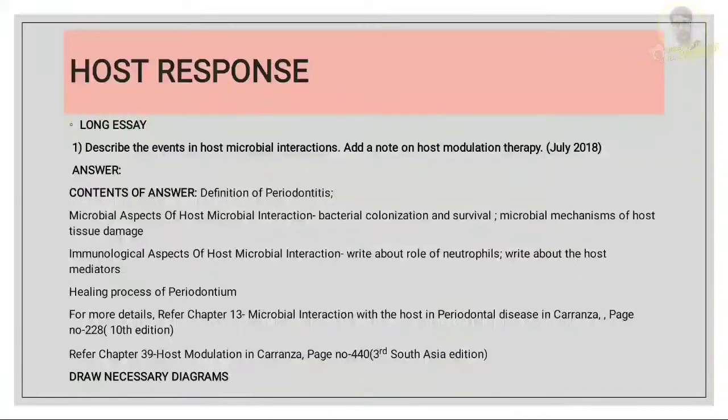So once you have completed that part, you have to add a note on host modulation therapy, which is the second part of the question, which you can refer in chapter 39, page number 440. And please draw the necessary diagrams.